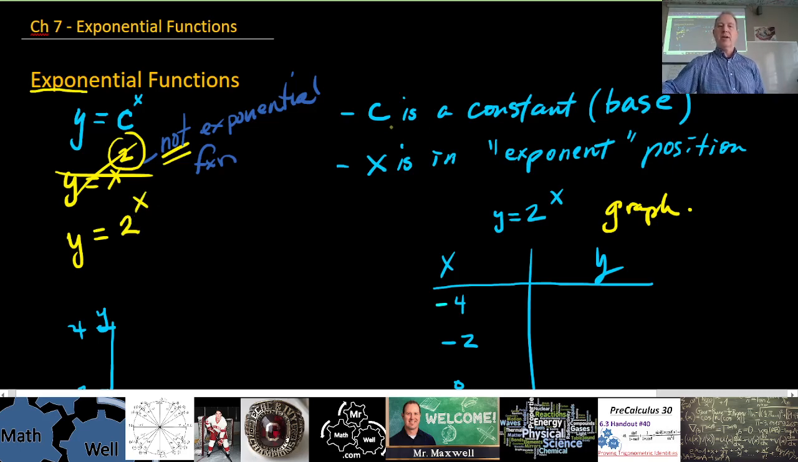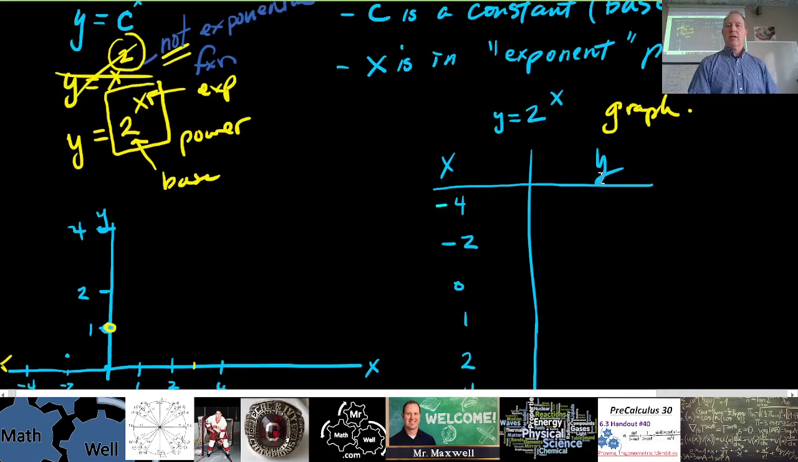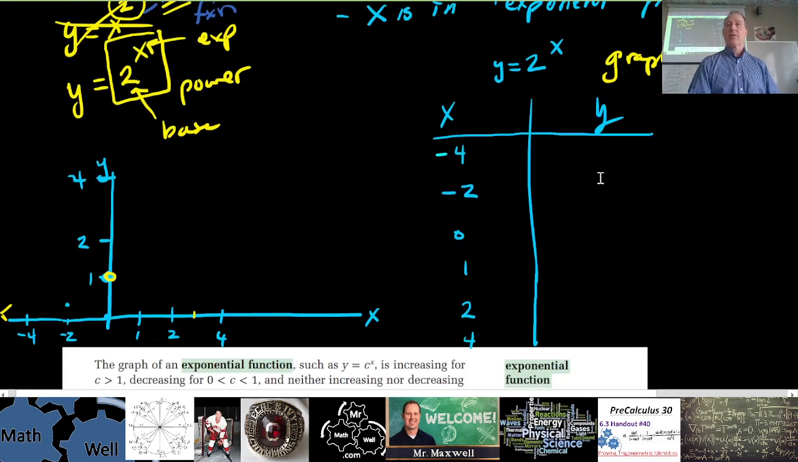So c is the constant, and that is the base of the exponent. If you consider this a power, then this is the base, and this is the exponent, right? That's what we call a power: here's the base, and here's the exponent. So x is in exponent position. So let's take a look at this y equals 2 to the power of x graph. Now, maybe you are familiar with these graphs, but let's just walk it through.